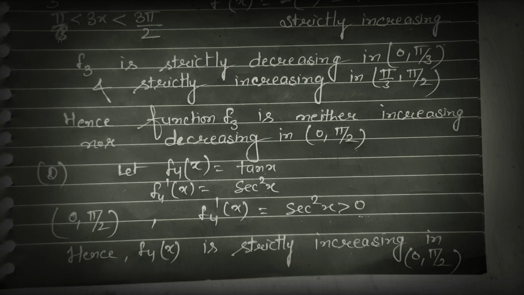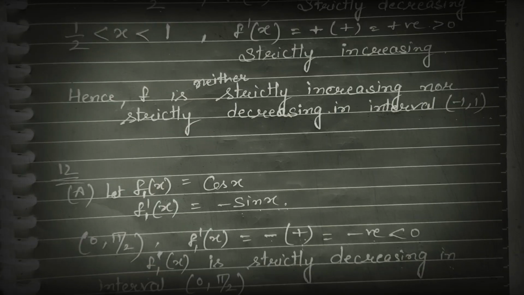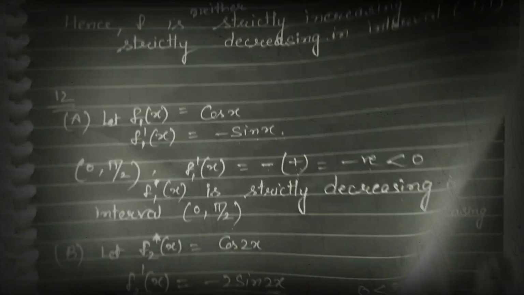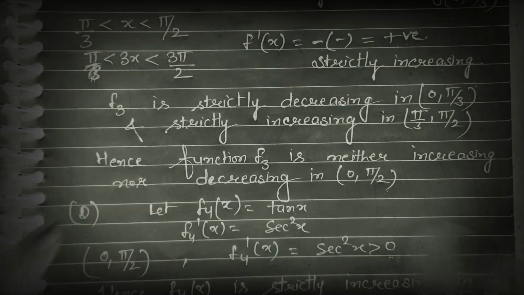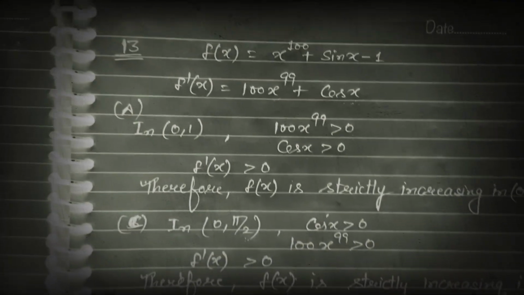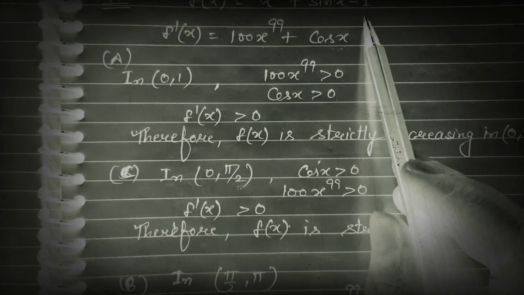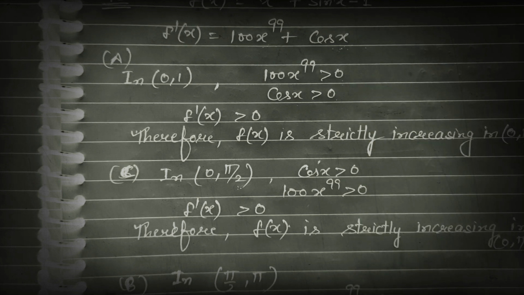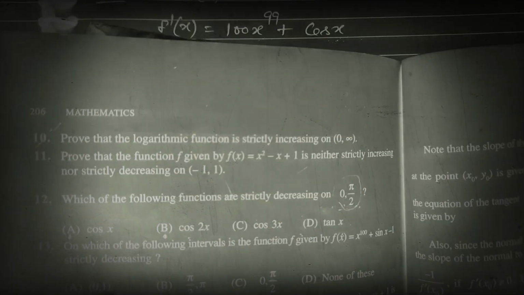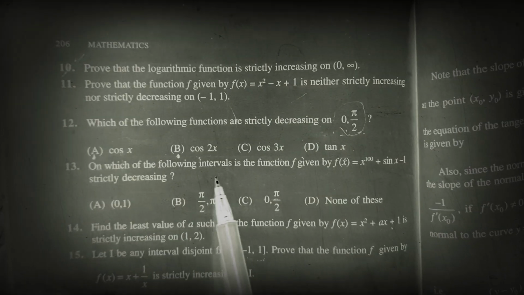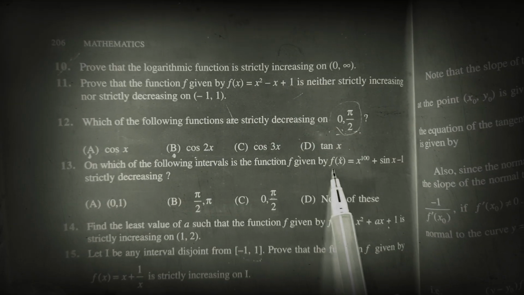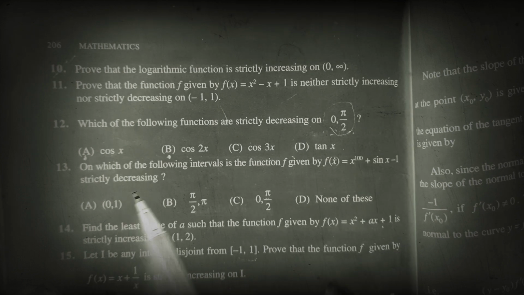That means in first and second part, these are strictly decreasing. So A and B are correct. Now come to 13th question. In 13th question, f(x) is given x raised to power 100 plus sin x minus 1. We have to find on which of the following intervals the function f is strictly decreasing.